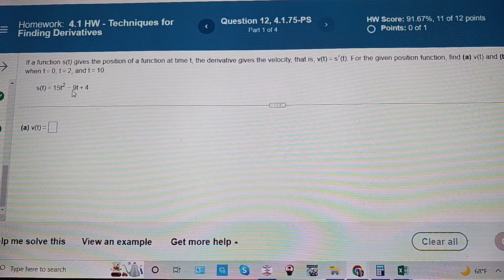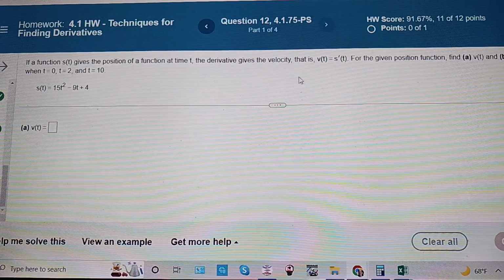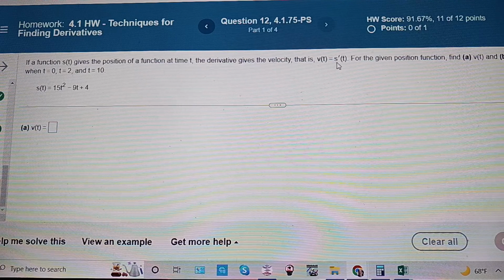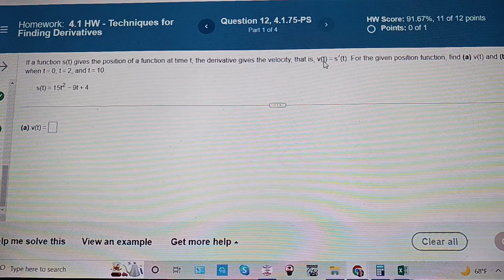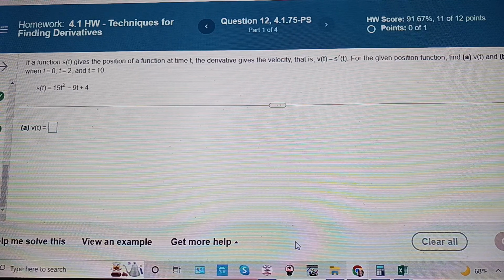15t squared minus 9t plus 4. And if you take the derivative of it, s prime of t, that's equal to velocity, how fast the object's moving. And later we're going to do the derivative of velocity, and that's another concept called acceleration in physics. But for now, I think they just want velocity.